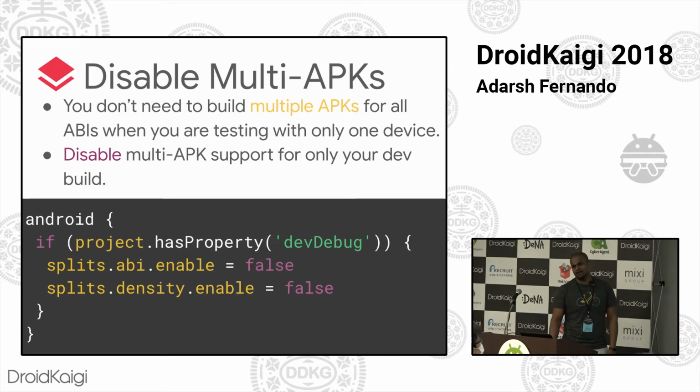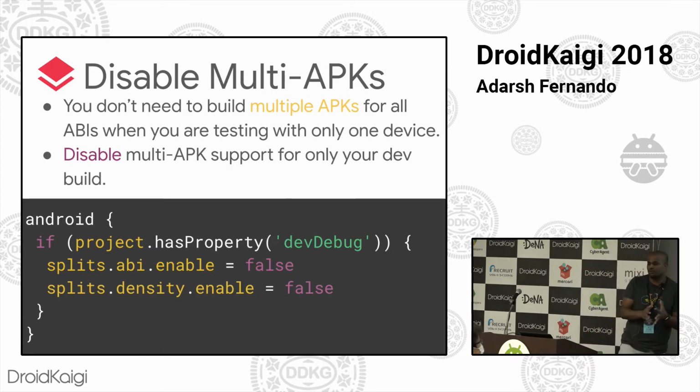And speaking of device-specific configurations, disable multi-APKs, because every time you build, Gradle still has to figure out and create the tasks for all the different outputs that your project supports, right? So again, just while you're developing, just kill multi-APKs. The problem with the splits block for configuring multi-APKs is it's not defined at the flavor or build type level, right? It's a separate block.